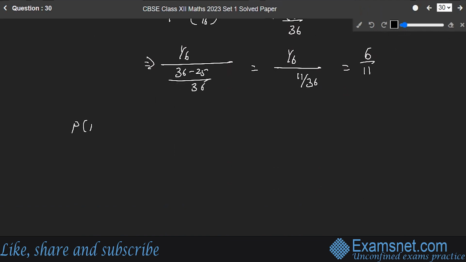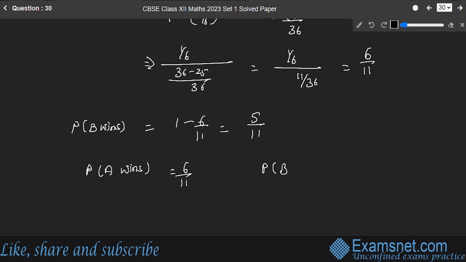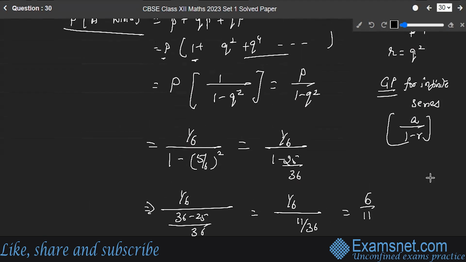Probability B wins. Simple. 1 minus 6 upon 11, which is equal to 5 upon 11. Right. So the probability when A wins is 6 by 11. Probability B wins is 5 by 11. That's it. You have answered this for the B part of the question. So whichever you feel easy, you may follow that.